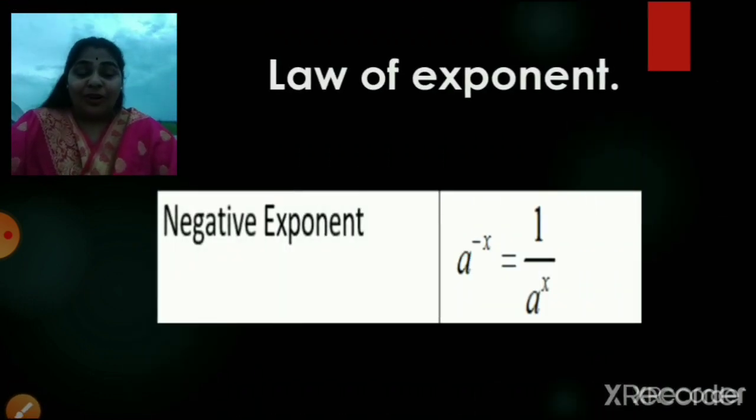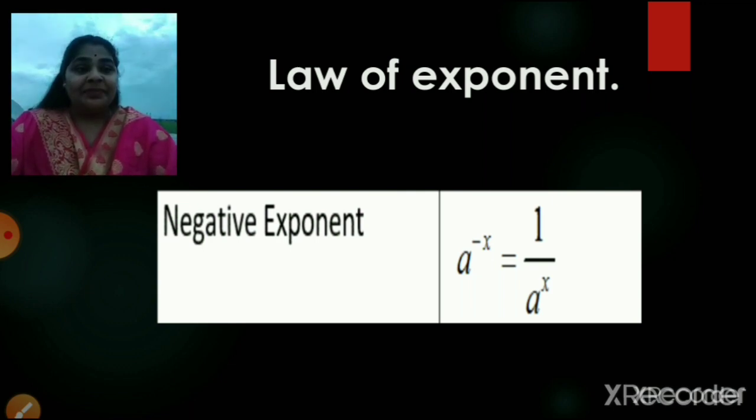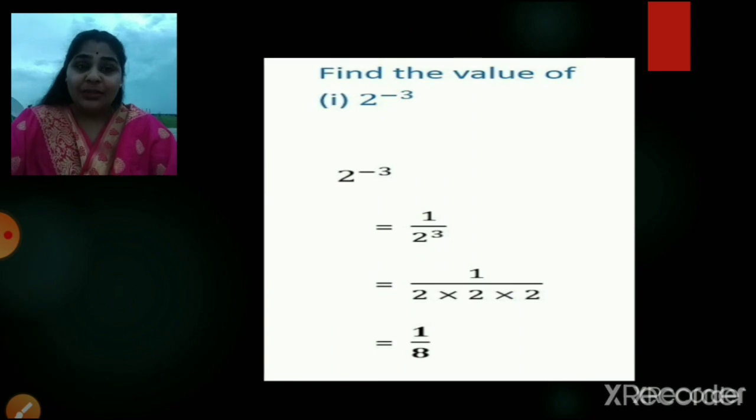So the law of exponent, this is the next law which we add in our list, is a raised to minus x, negative x, is equal to 1 upon a raised to x. So let us see one example.